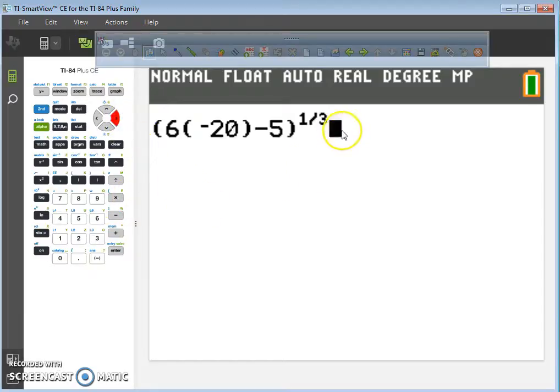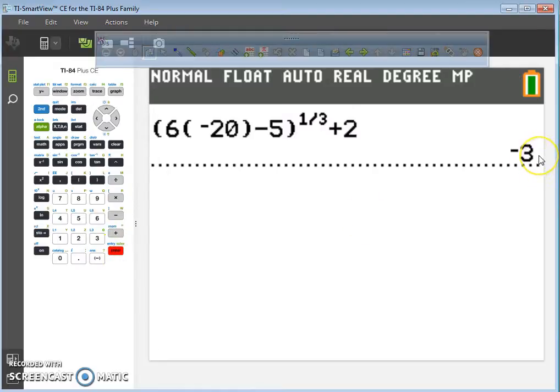Hit the right arrow. What did we do after that? We add the 2. Press enter, and what should it equal? Negative 3. And does it equal negative 3? It does. Therefore, you got the correct answer. So what was the first way? The first way we used radicals. The second way we actually used the power of exponents.